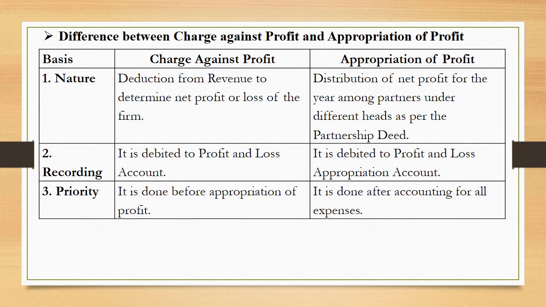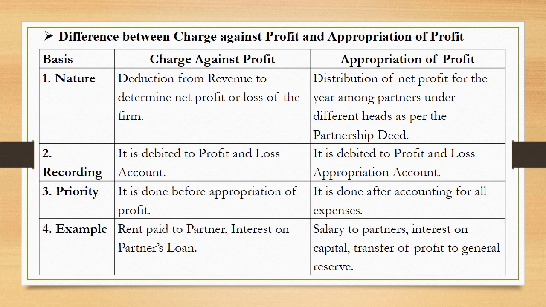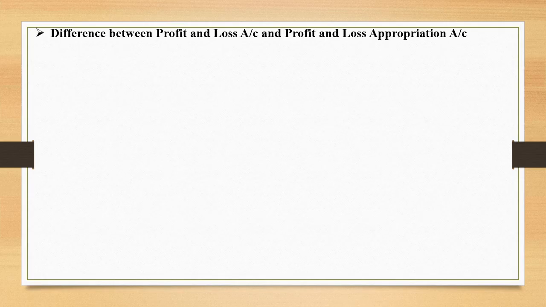Third is based on the priority. Charge against profit has to be done before any appropriation of profit is done, whereas appropriation of profit can be done only after charge against profit. Point number 4, you can see the examples over there. For charge against profit, you have rent paid to partner, interest on partner's loan, whereas for appropriation of profit, you have interest on capital, salary to partners, commission to partners, or when you transfer some amount of profit to general reserve.